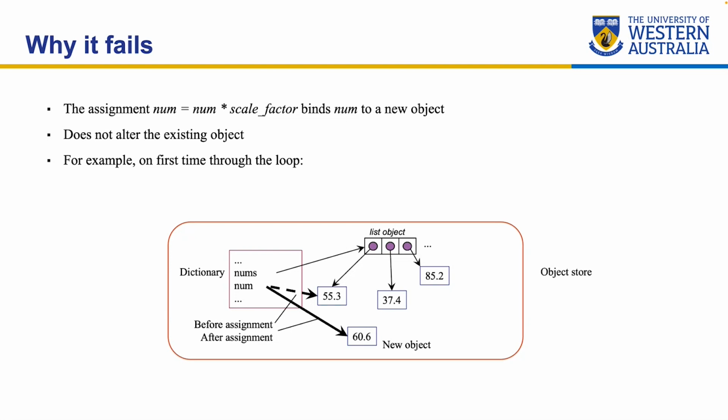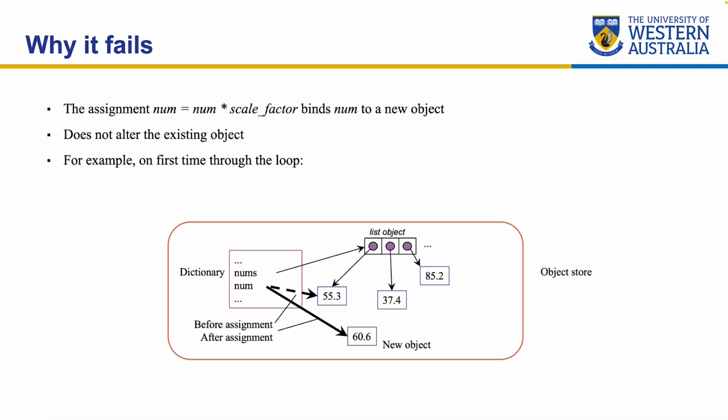Well, you have to think about how the values are stored inside our memory space and what's happening here. So the assignment num equals num times scale factor binds num to a new object. Num is actually a variable created to run the for loop, so it gets added into the dictionary of the variable names. Okay, so when that happens, num is assigned the value and you want to do something with it.